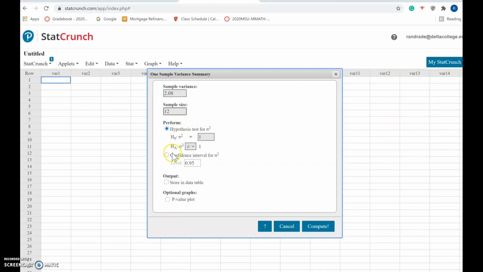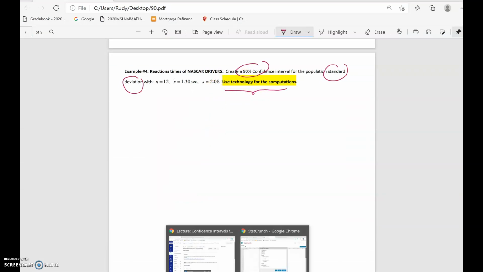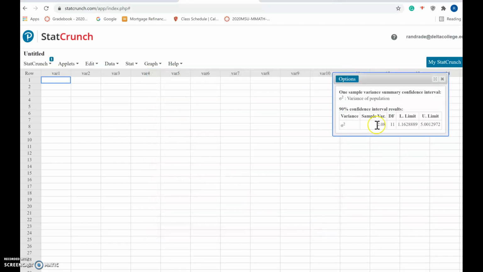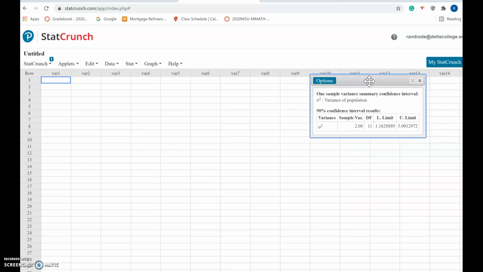Since they want a confidence interval, we're going to modify this. I believe it's a 90. Let me double check. So 90, we don't need the mean, and 12 for the sample size. That's actually it. Here's the problem though if we're using technology: StatCrunch only calculates the variance, so we're still going to have to take the square root of those two.